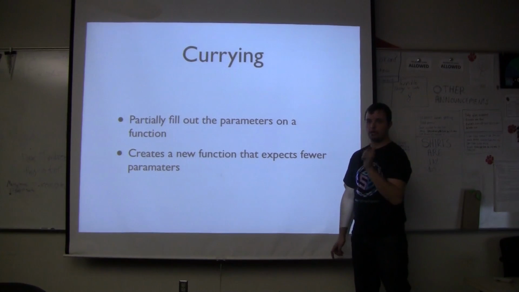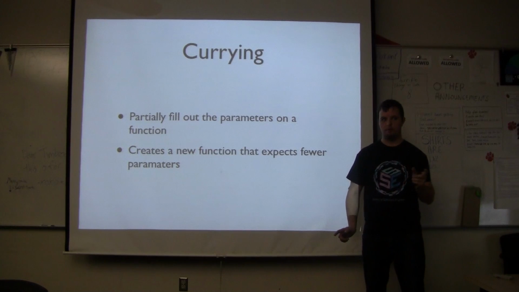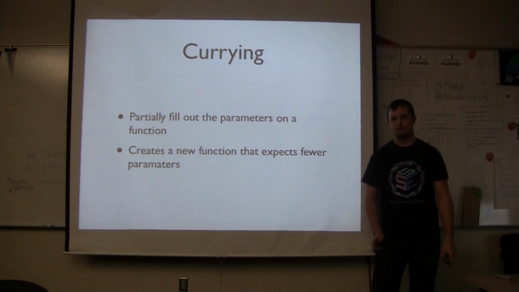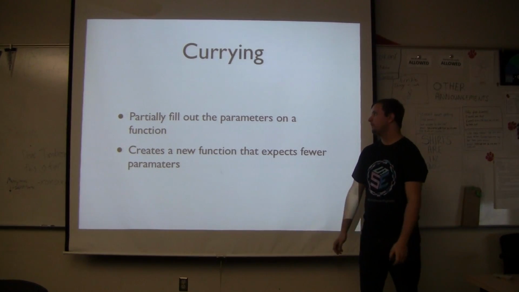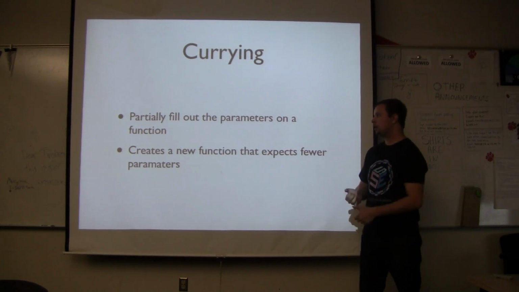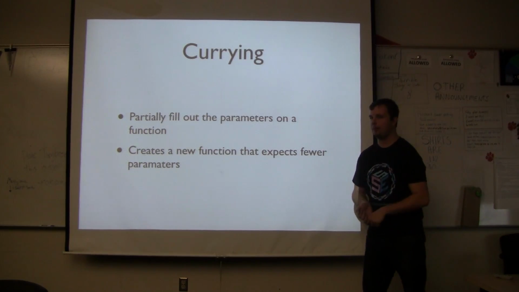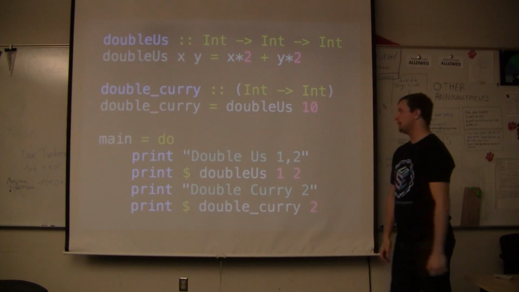So now that we started talking about the functional stuff a little bit, I want to talk a little bit about currying. Who remembers currying from their PLC class? Alright. So if you don't remember, okay. Sometimes they go over it, sometimes they don't. So I'll give you the top-level spiel real quick. Currying is where you partially fill out the parameters on a function, and then it creates a new function that expects fewer parameters. Best way to explain this real quick is with an example.